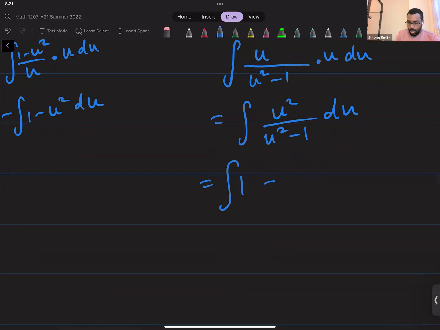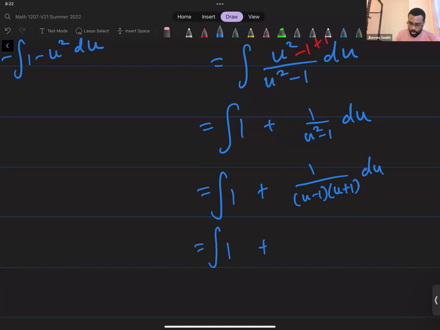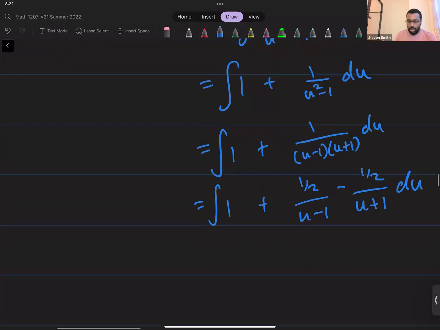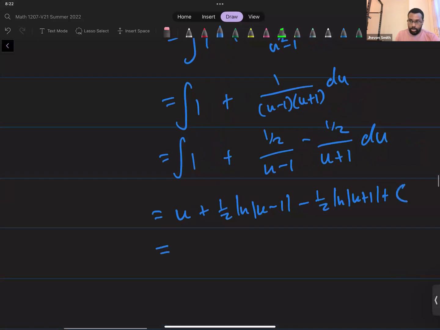This really became 1 plus 1 over u squared minus 1 by doing that minus 1 plus 1 trick. And we know how to deal with this. The idea was here to use partial fractions. So you cover up the u minus 1, plug in 1, you get a half. Then you get minus a half when you cover up the other one and plug in minus 1. And so this would end up being u plus 1/2 ln, which you can actually now substitute 1 plus x squared.